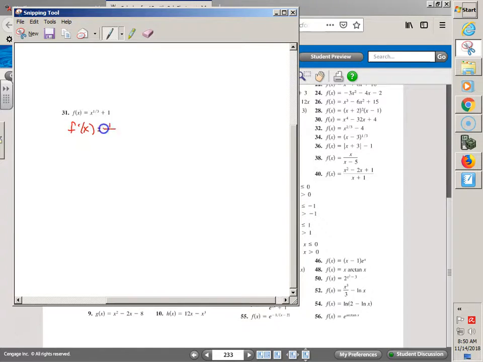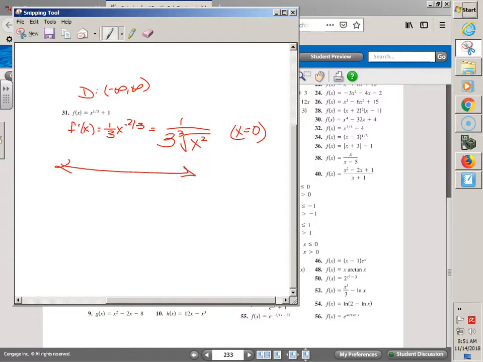F prime of x is equal to 1/3 x to the negative 2/3 plus 0. That goes away. Make it easy on your brain. That's 1 over the cubed root of x squared. That's annoying. Top equal to 0, bottom equal to 0? I think x equals 0 is my only critical number, right? The domain is all real numbers because it's a cubic root. There's no domain problems with that. So that's why I'm going to have my entire number line just with a 0.